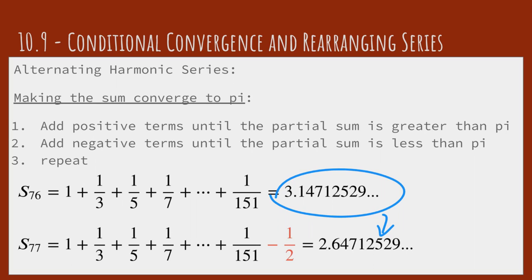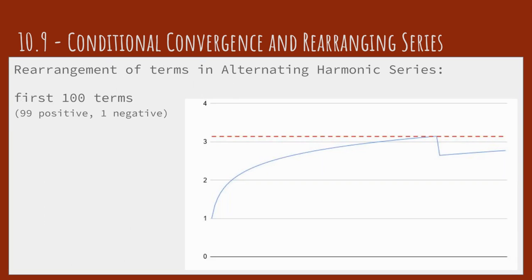So we go back to the positive terms, and we're going to add on 1 over 153, 1 over 155, 1 over 157, and we're going to keep adding those positive terms again until we get to bigger than pi. And then we're going to subtract the next negative term and keep going forever.